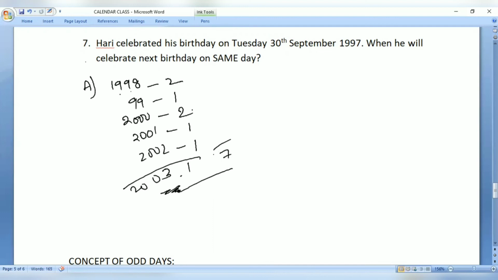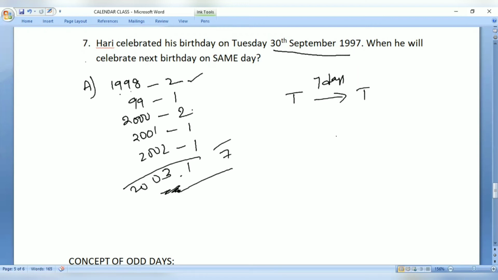Okay. So in this particular problem, 30th September 1997 was a Tuesday. In which year will he celebrate his birthday on Tuesday is the question. That means from Tuesday to next Tuesday, how many days will it be? 7 days you need to travel. So that we need to calculate, basing on the odd days.